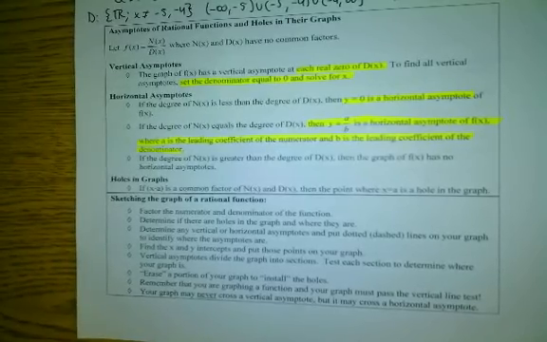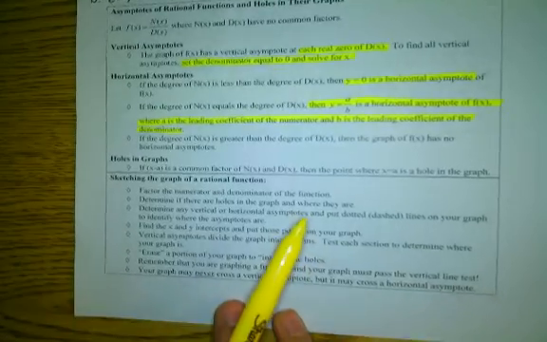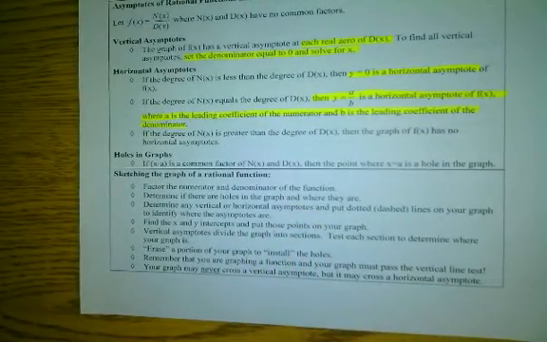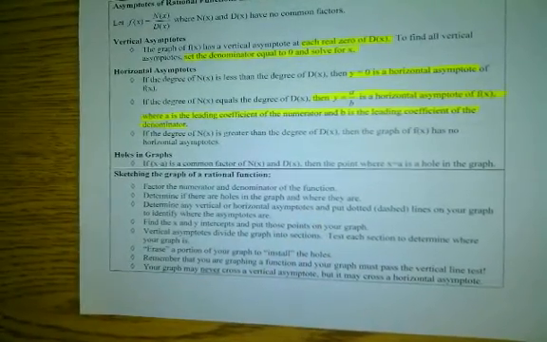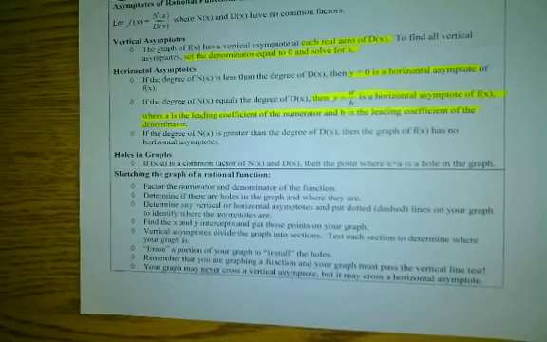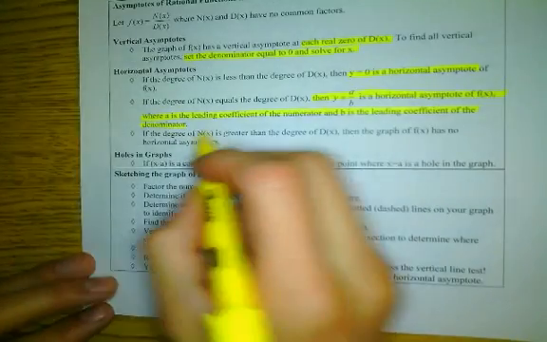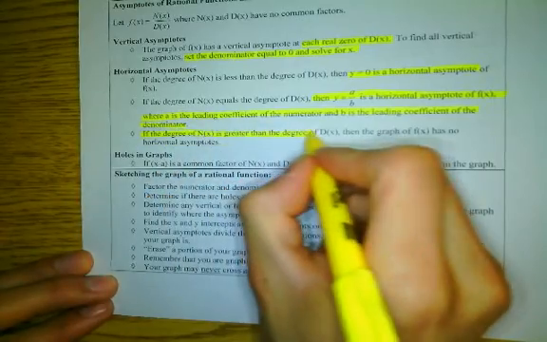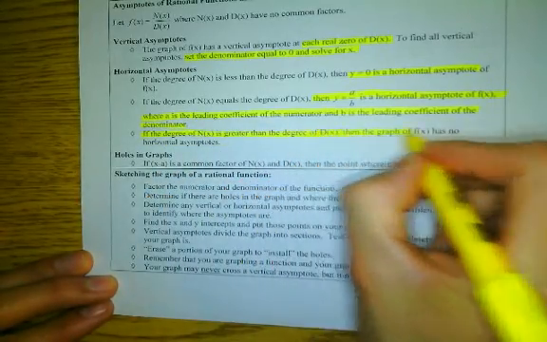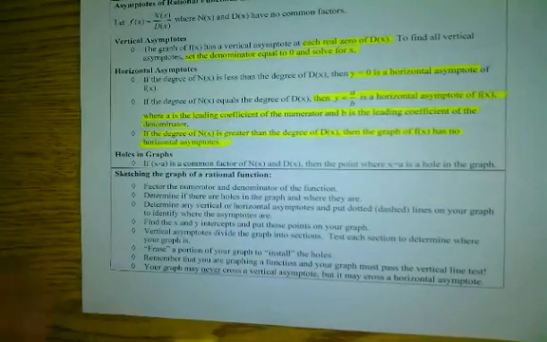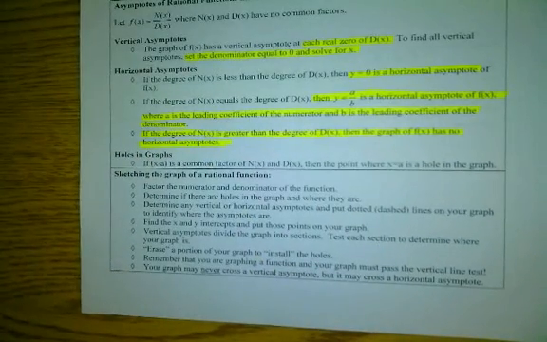Last one. If the degree of the numerator is bigger than the degree of the denominator, you do not have a horizontal asymptote. You actually have another kind of asymptote. Alright. Lastly, holes.